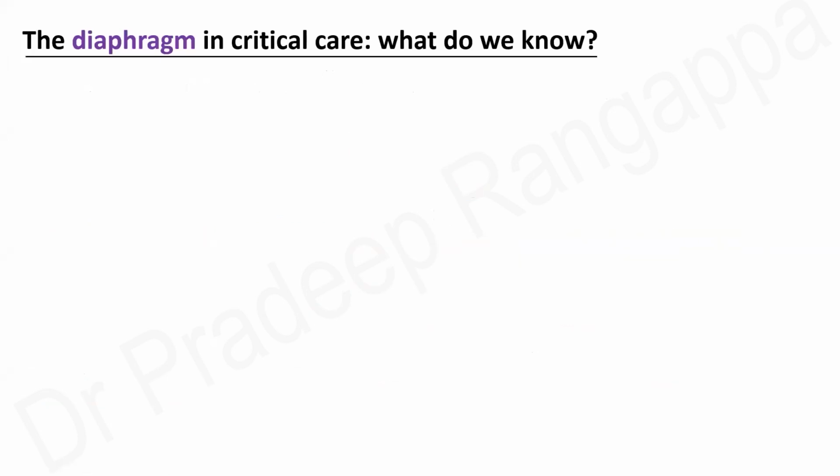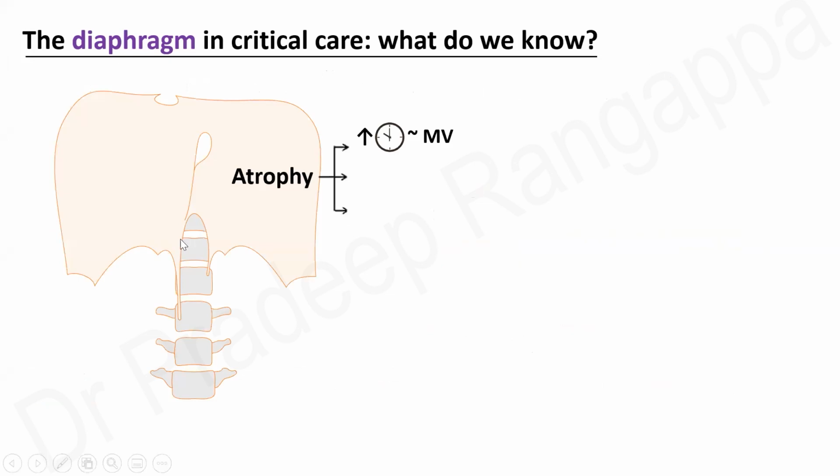When we look at the diaphragm in critical care, what do we know so far? The diaphragm can undergo atrophy in intubated and mechanically ventilated patients. Atrophy of the diaphragm is associated with increased duration of mechanical ventilation because this would contribute to difficulty in weaning from the ventilator. So atrophy or wasting of the diaphragm can increase the duration of mechanical ventilation, increase the ICU length of stay, and can increase the complication rate.